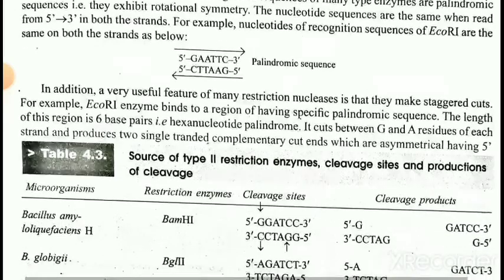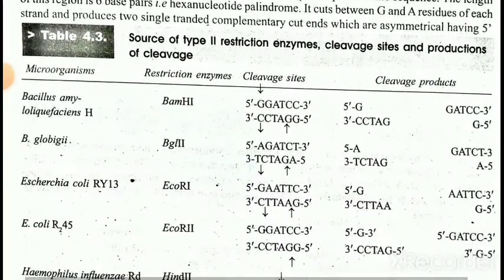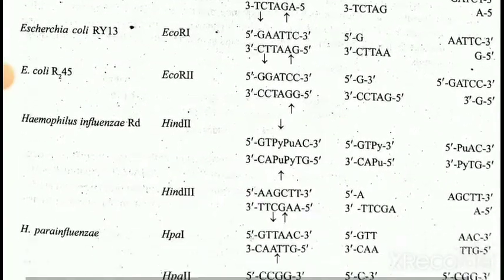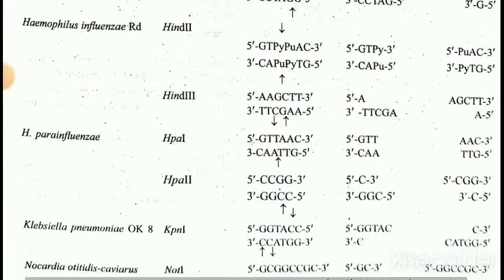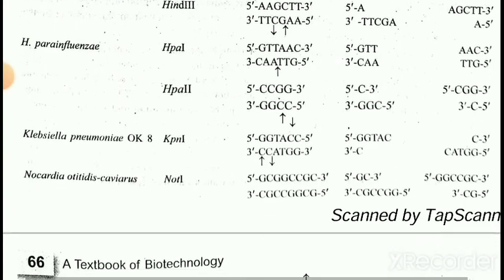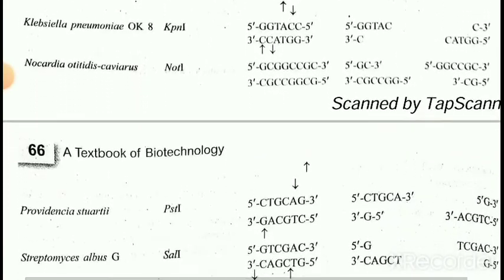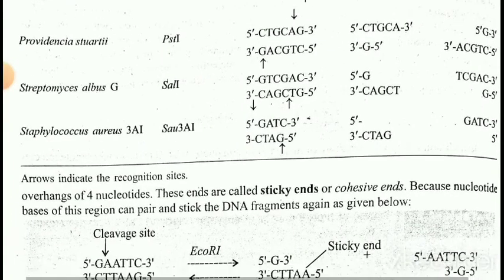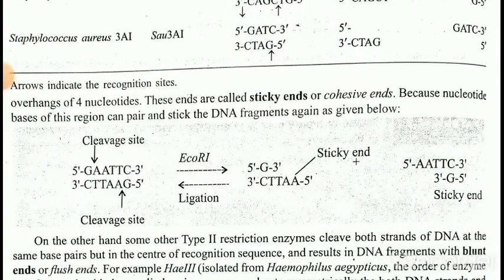See Table 4.3, source of type 2 restriction enzymes, cleavage sites and products of cleavage. Arrows indicate the recognition sites. Overhangs have 4 nucleotides. These ends are called sticky ends or cohesive ends, because nucleotide bases of this region can pair and stick the DNA fragments together again, as given below, see the figure. On the other hand, some other type 2 restriction enzymes cleave both strands of DNA at the same base pairs but in the center of the recognition sequence, and result in DNA fragments with blunt ends or flush ends.